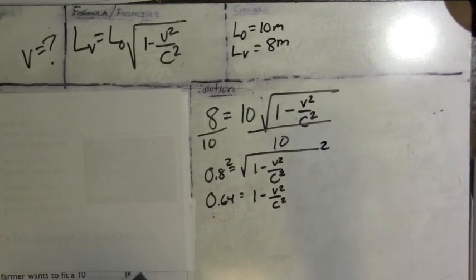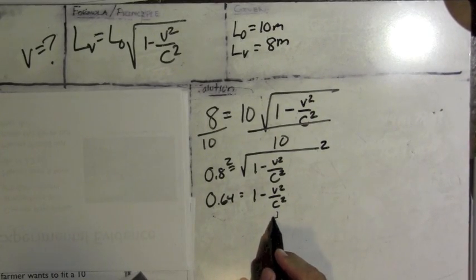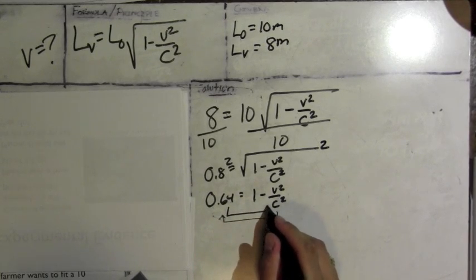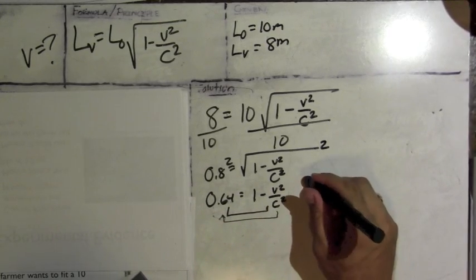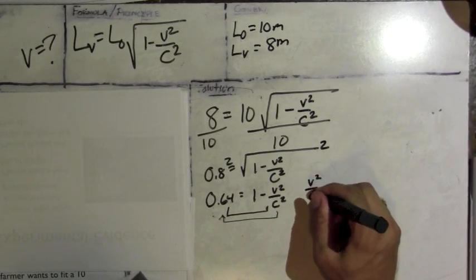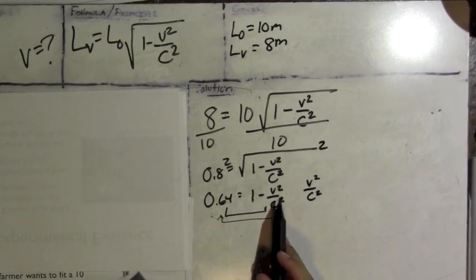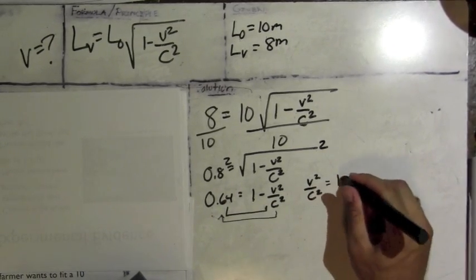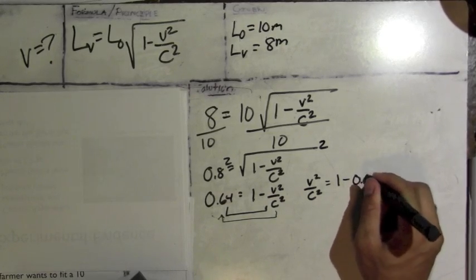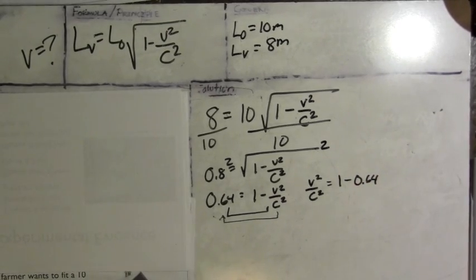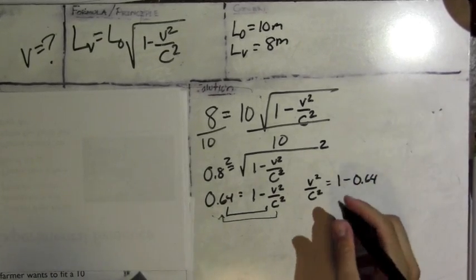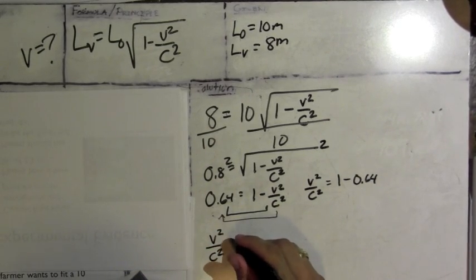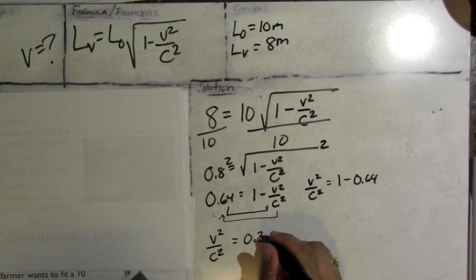So now I'm going to take this and move it over to that side, and take this and move it over to that side. So what I get is v squared over c squared, a positive value because I moved it over to the other side, is going to equal 1 minus 0.64. Well, at this time you could say v squared over c squared has got to equal 0.36.